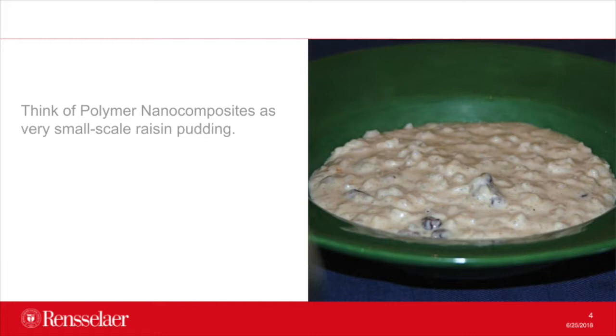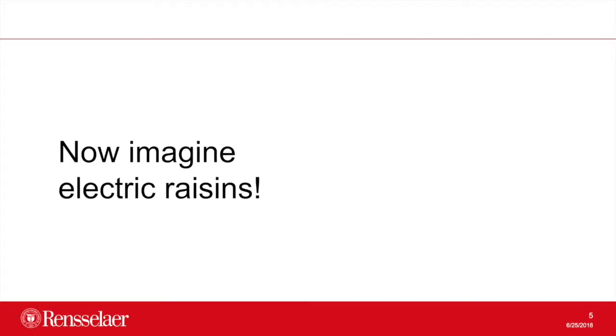And depending on what you do to the raisins or to the pudding, how you make it, how many you put in, whether you bake it, whether you're putting in currants or cranberries or raisins or whatnot, it will change a lot of features about the pudding, mostly how it tastes. Now imagine your raisins were electric.